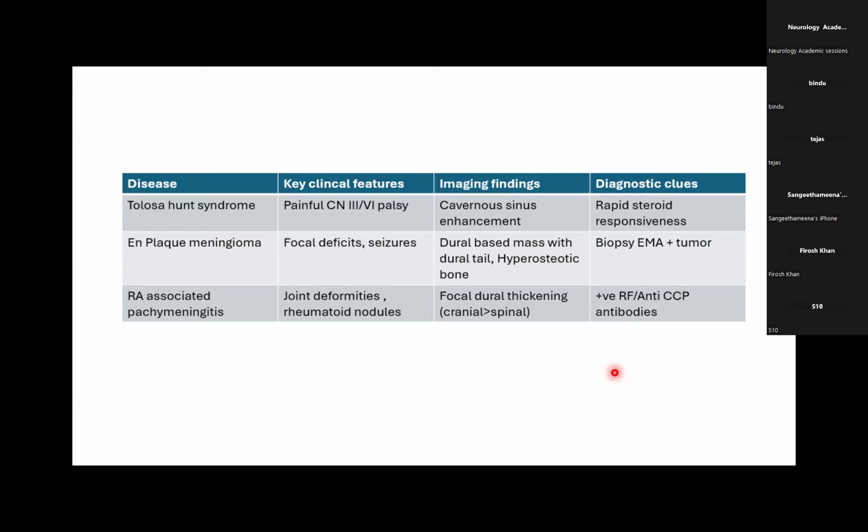Then rheumatoid arthritis associated pachymeningitis, where the key clinical features will be joint deformities and rheumatoid nodules. There will be focal dural thickening, cranial more than spinal, and positive rheumatoid factor and anti-CCP antibodies will be seen.